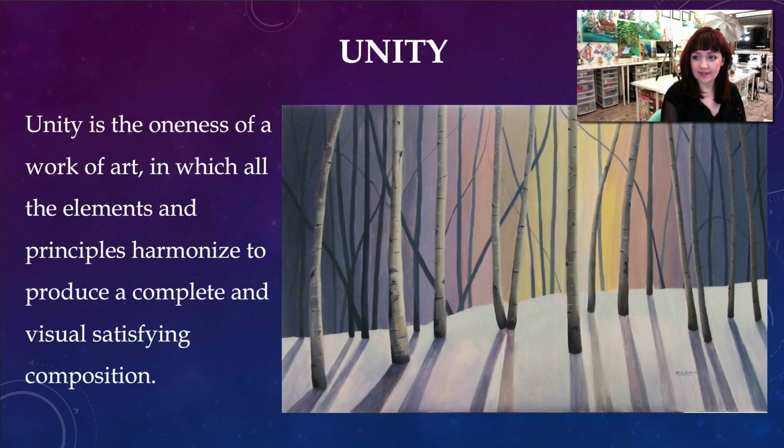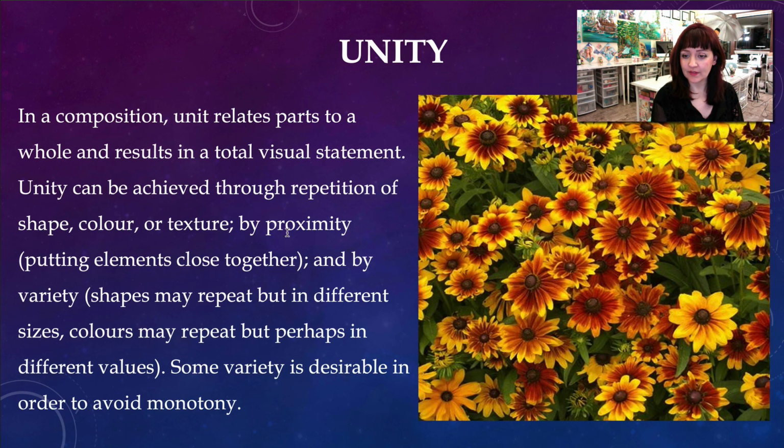Here in the next example, this is a drawing. Again, these are trees and they're being repeated. And so basically unity is the oneness of a work of art in which all elements and principles harmonize to produce a complete and visually satisfying composition. And we got one more example. This is a photograph. So again, the shapes and colors and forms of the flowers are the same, and it conveys the feeling of unity.